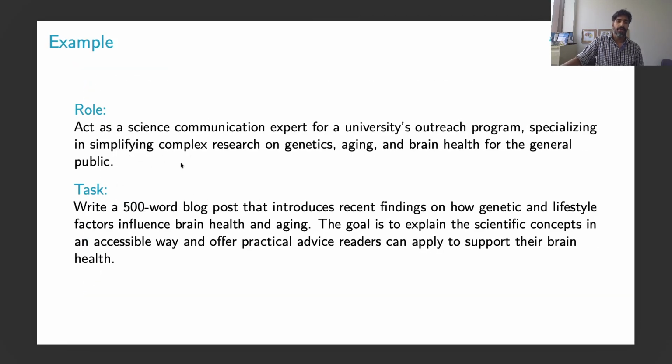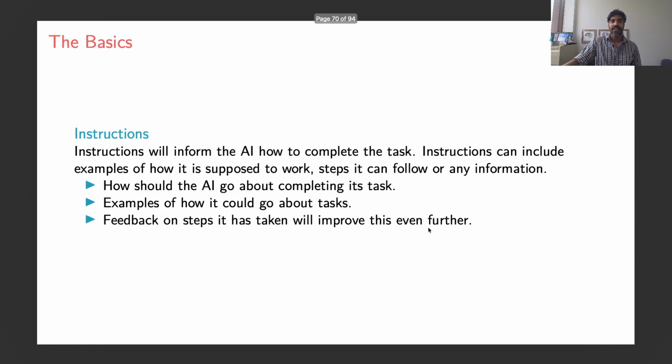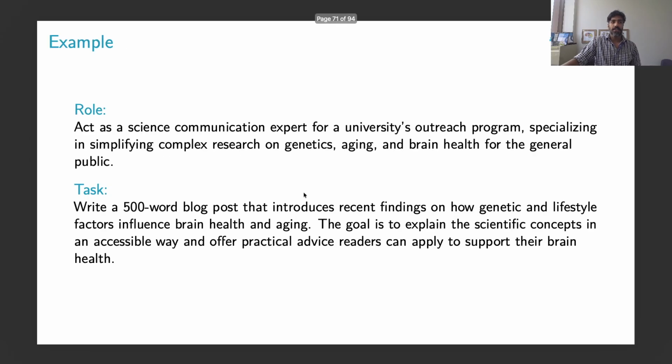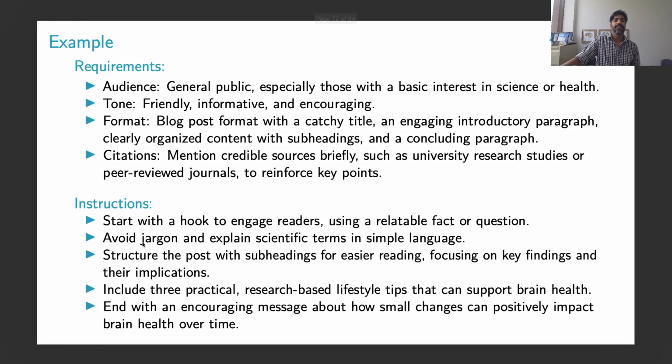So the role part of this was to act as a science communication expert for a university's outreach program, specializing in explaining complex research on genetics, aging, and brain health for the general public. Write a 500-word blog post is the task, on recent findings on how genetics and lifestyle factors influence brain health. The goal is to explain science concepts in an accessible way and offer practical advice readers can apply to support their brain health. So this is an example of how it can be used with role, task, requirements, and instructions.